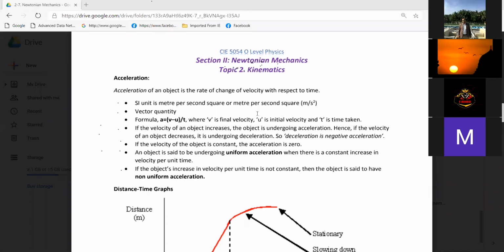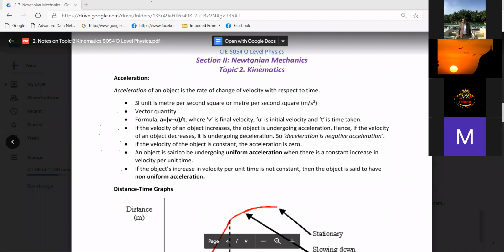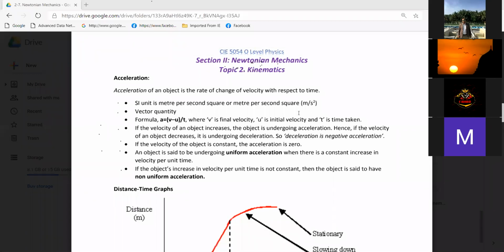So in this case, what is happening? Our initial velocity is bigger, right? The initial velocity is now bigger, 5 meter per second, for example, and the final velocity will be 0 if the car is stopped. So 0 minus 5.